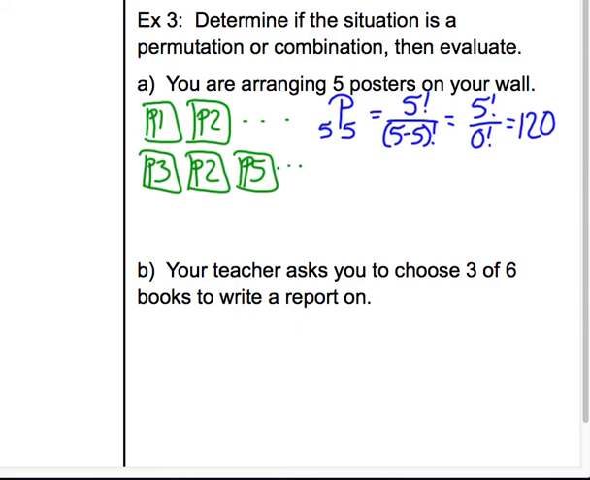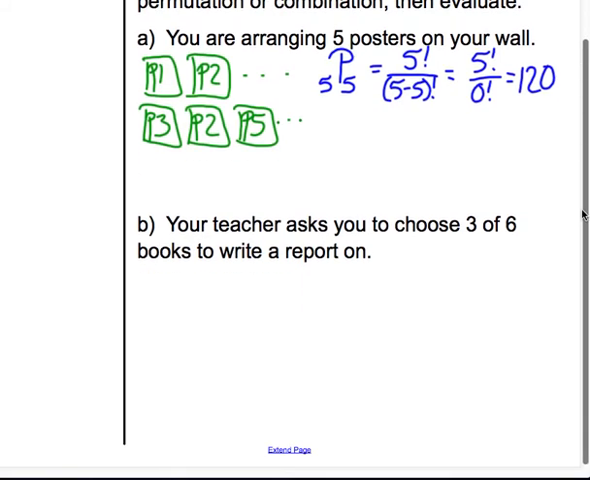So part B, if your teacher is asking you to choose 3 of 6 books to write a report on, would that be a permutation? Does it matter the order you choose the books? Or a combination where it does not matter? Okay, so I hope you came up with a combination. It doesn't matter the order you choose the books, you're still writing a report on the same 3 books. So we are choosing from 6 books. Order does not matter, and we're going to write a report on 3 of them.